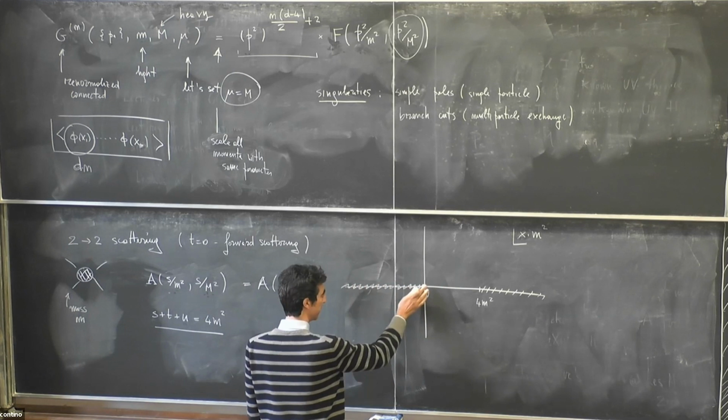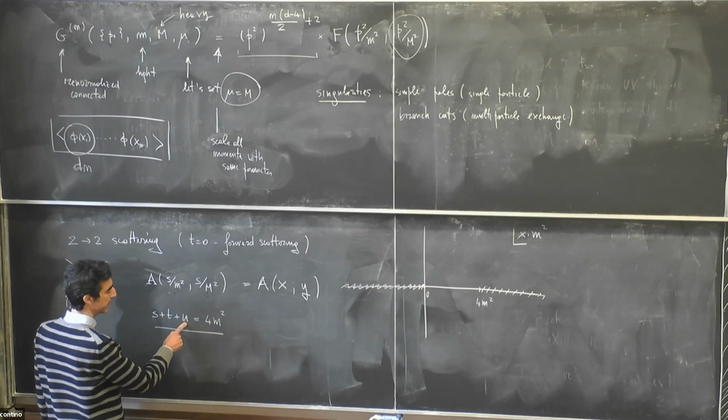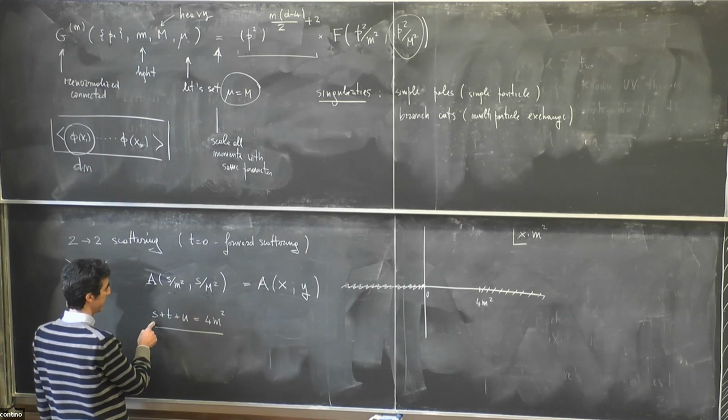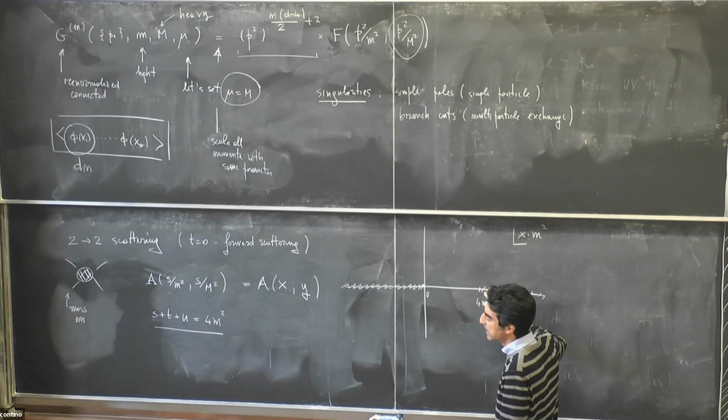Okay, so the presence of this cut again is due to crossing, to the fact that you can exchange S and U. Because of this identity, when you have a branch cut in the U plane starting at 4 little m square, then this singularity leads to a branch cut in S starting at 0. So these are the singularities due to the exchange of light poles.